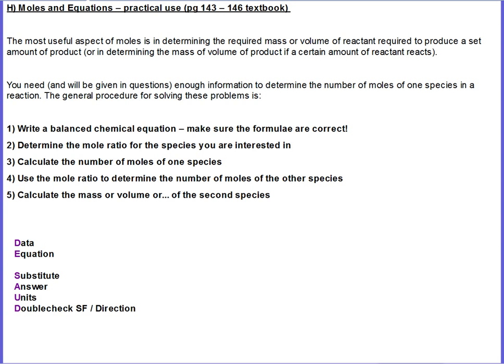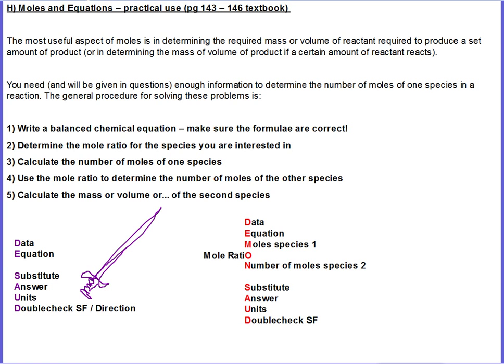Now in the past we've been talking about a method of making sure we answer questions properly, and we called it DISORD. You get your data, you write down your equation, you substitute your numbers, you get your answer, you check your units, and then you double check your significant figures. And that's if you're doing a simple calculation just involving substituting numbers into a formula. This is a bit more complicated though, because we're actually using equations and mole ratios too. So we need something a bit more powerful than just DISORD. We've got to use this instead.